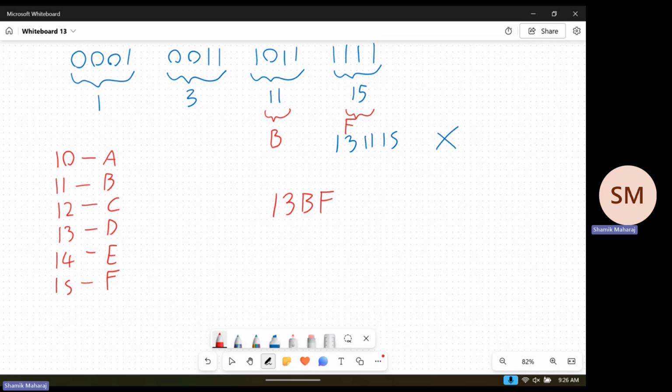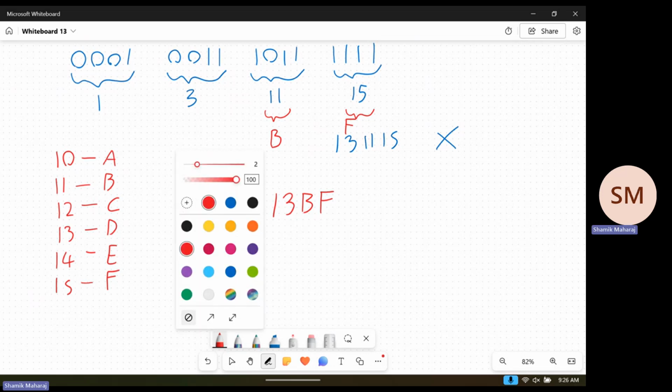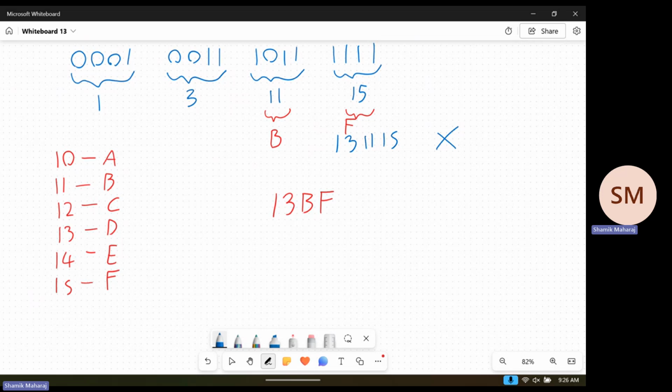This is your homework example: 1111, and I'll break it up for you already: 1010 0011 1110. Convert that to hexadecimal. We can probably do it here in 3 minutes, but anyway, try it at home.